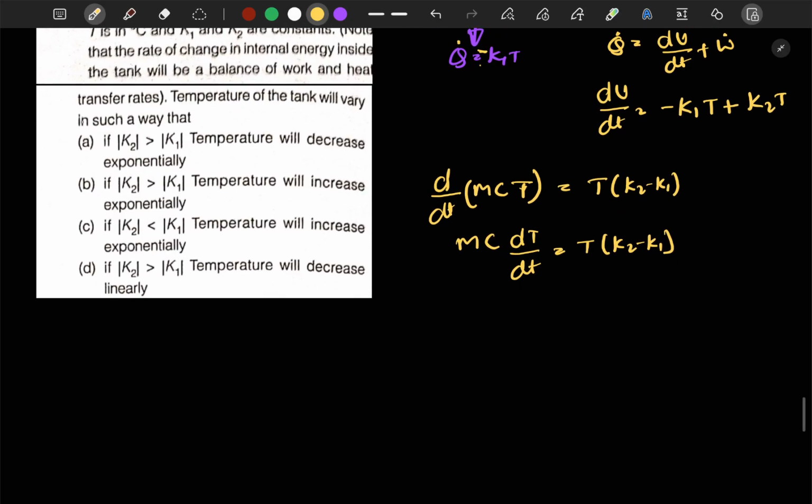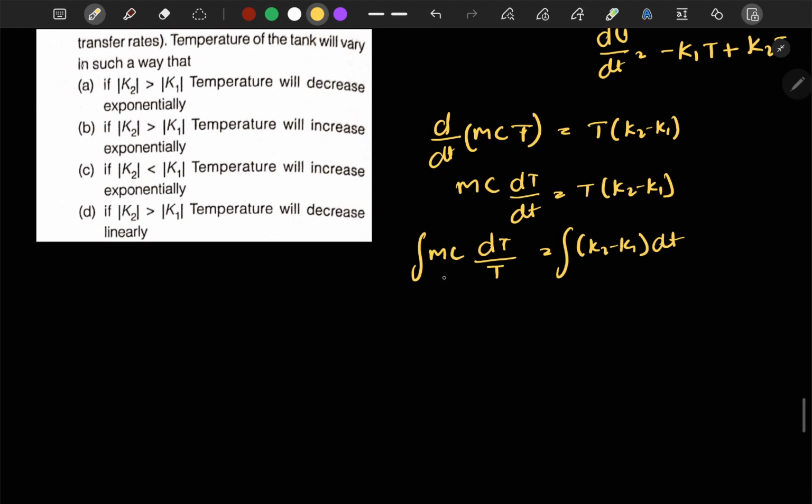Now I can find the solution by integrating it. So I can make it dT by T times mc is equal to (k2 minus k1) times dt. Now let's integrate both sides from, let's say, T naught to T, where initial temperature is T naught and final temperature T, in time 0 to t seconds.